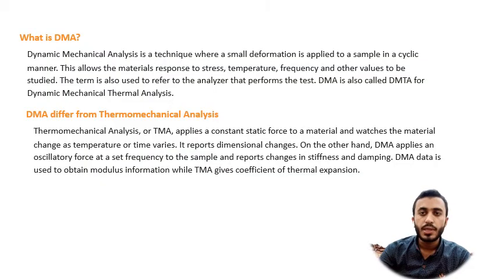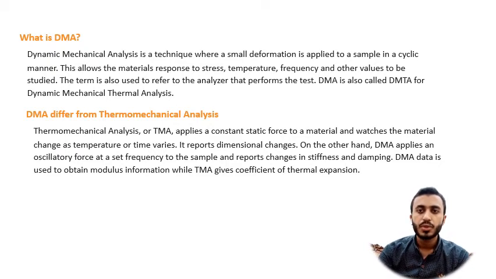Now first of all, what is DMA? Dynamic mechanical analysis is called DMA. DMA is a technique where a small deformation is applied to a sample in a cyclic manner. This allows the material response to stress, temperature, frequency and other values to be studied. This term is used to refer to the analysis that performs the test. DMA is also called DMTA, that is dynamic mechanical thermal analysis.